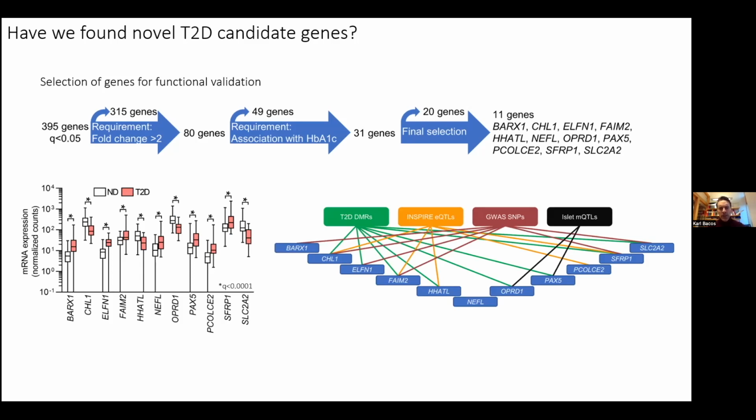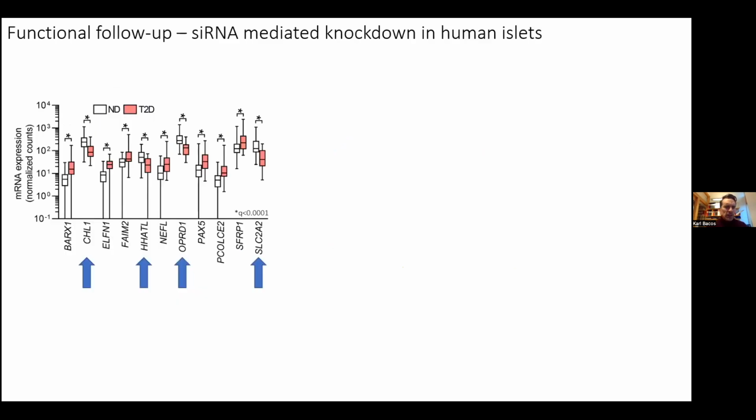And on the right, you see that all but one of these genes have either a T2D DMR, islet eQTL, GWAS SNPs, or islet mQTLs associated to them. So explaining why they might be deregulated in type 2 diabetes. So CHL1, HHATL, OPRD1, and SLC2A2 were all downregulated in type 2 diabetes.